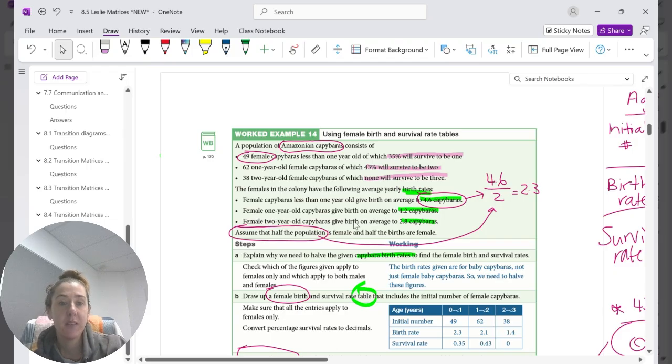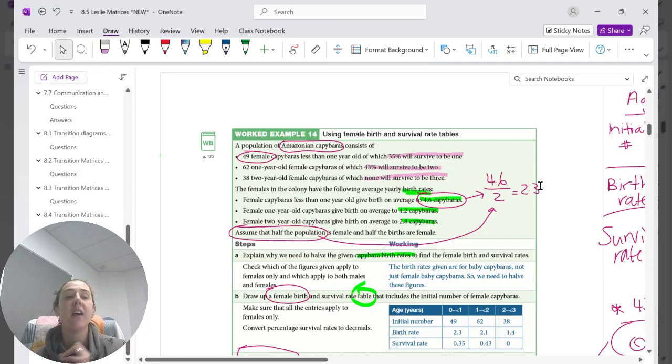Female 1-year-old capybaras give birth on average to 4.2 capybaras. And then female 2-year-old capybaras give birth on average to 2.8 capybaras. Now, this value here, the 4.6 capybaras, is both male and female. So in the later part of the question, it says that half the population is female and half of the births are female. So we need to divide this by 2 to get the birth rate of the females in the population.